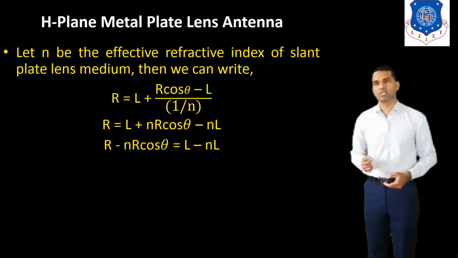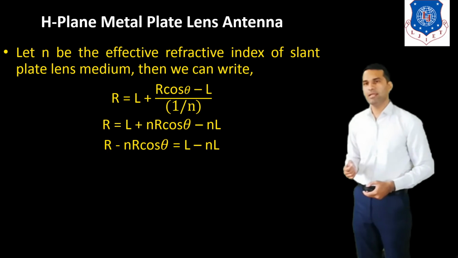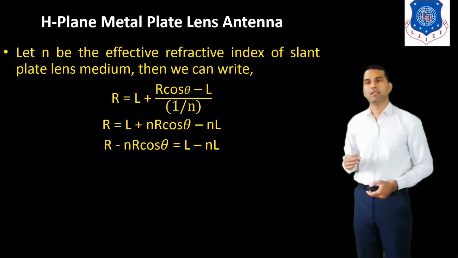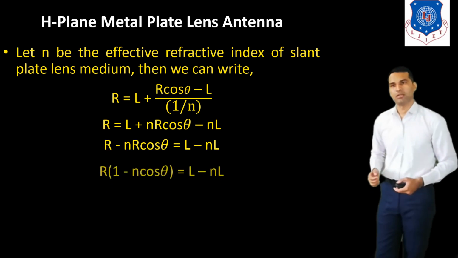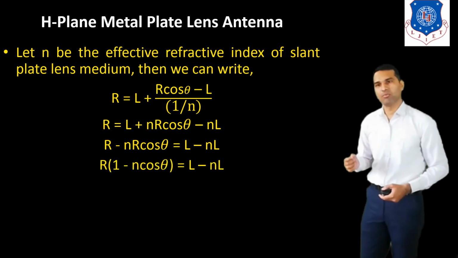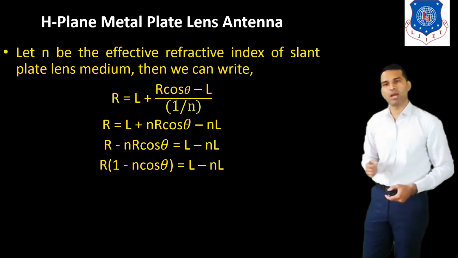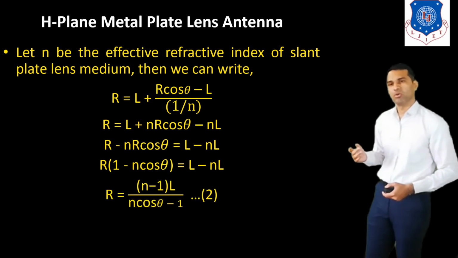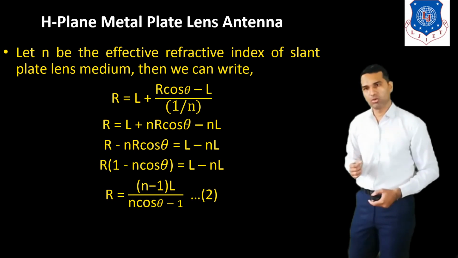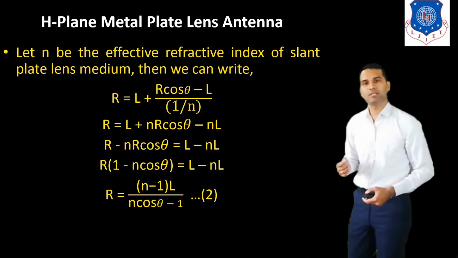Now, for further simplification, we can write R minus nR cos theta equals L minus nL. So now we take R common from the left hand side. So we can write R(1 minus n cos theta) equals L minus nL. So finally we can write R equals (n minus 1) into L upon (n cos theta minus 1).